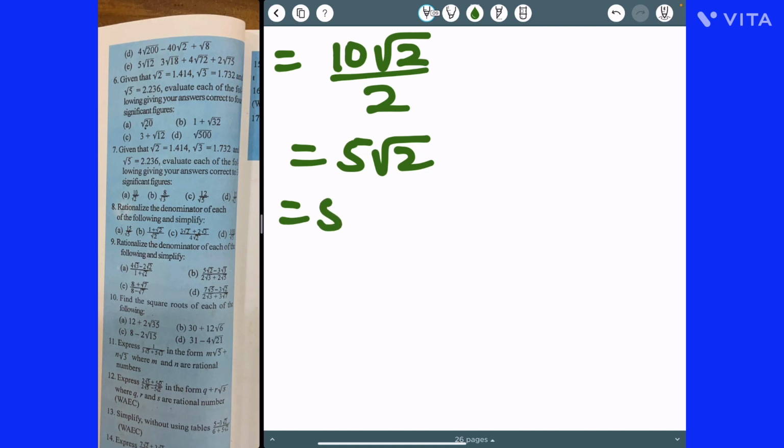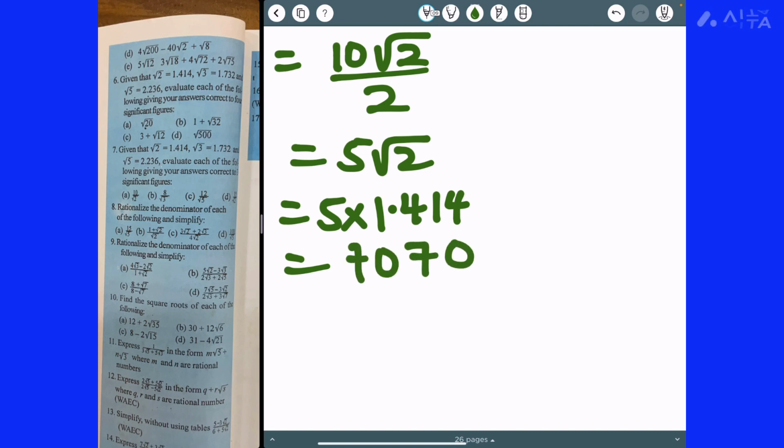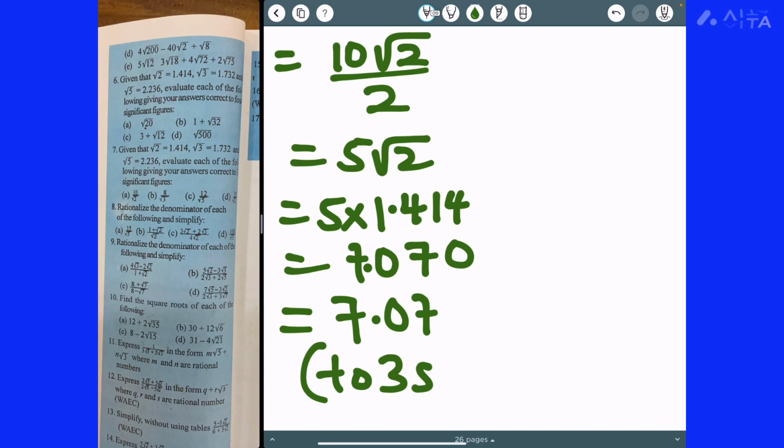To evaluate 5 root 2 now, we do 5 times 1.414, which is 7.070. But the question says we should evaluate to 3 significant figures, so that would be 7.07 to 3 significant figures. That's my answer.